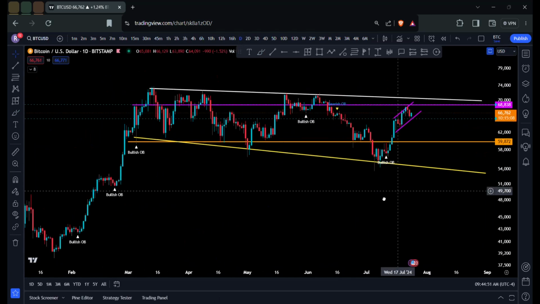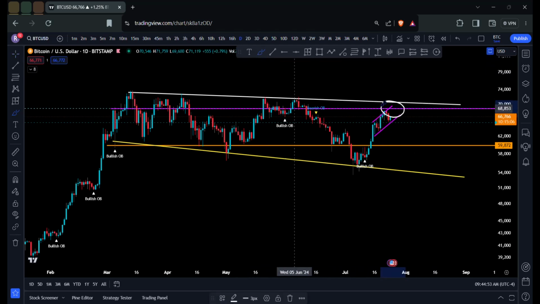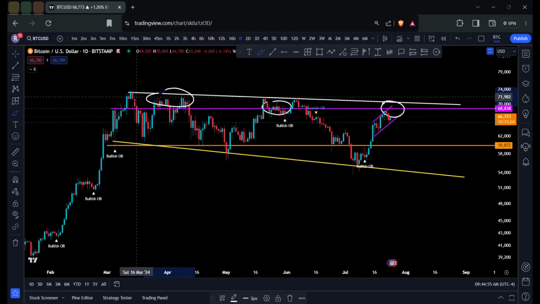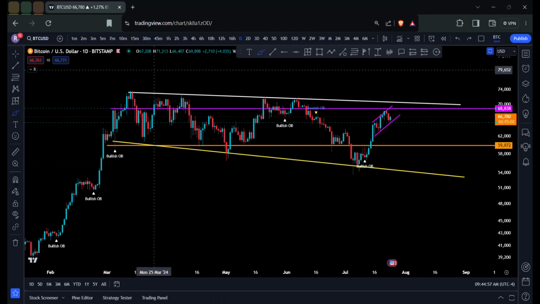Once again, a local top is what? The local top is close to the purple and the white. I don't care what the news is saying.